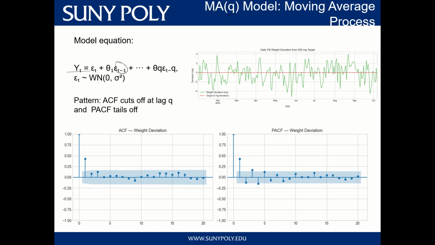But the idea is pretty much the same. It's how many periods from the past I'm going to consider. So it's Q equal to 1. It means we're going to use the residual of the previous period. If our Q is equal to 2, we're going to use the residuals of the last two periods.